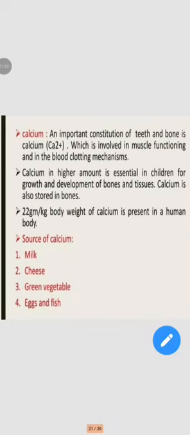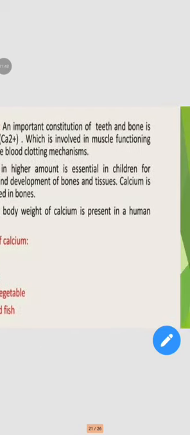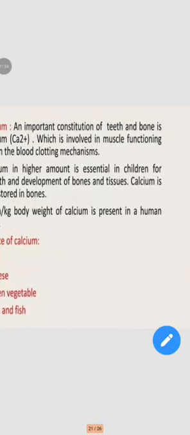Then calcium, an important constituent of teeth and bone, as Ca2+, which is involved in muscle functioning and in the blood clotting mechanism. Calcium in higher amounts is essential in children for growth and development of bones and tissues.